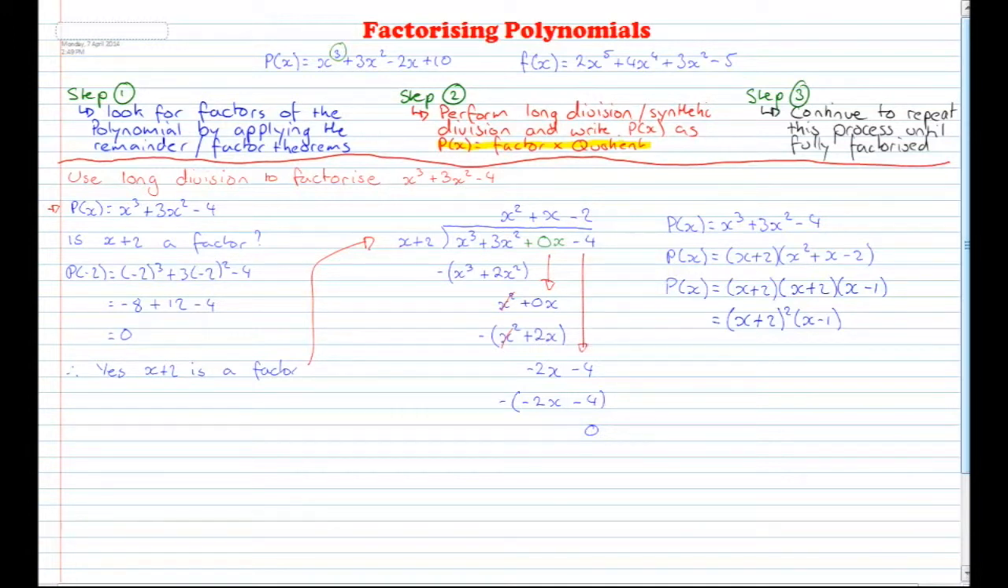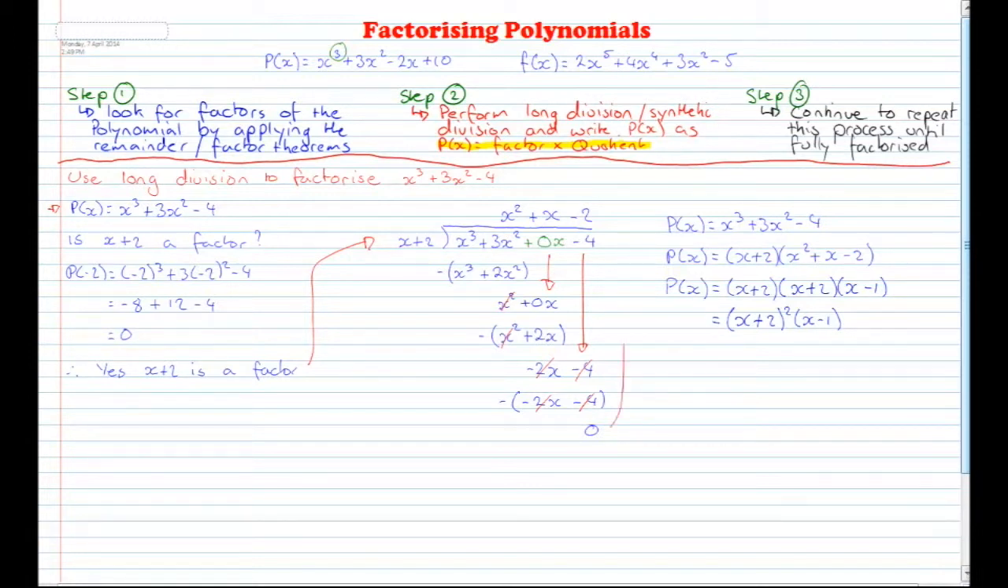And I go through and divide once again. So negative 2x divided by x is negative 2. Negative 2 times x is negative 2x. Negative 2 times 2 is negative 4. Subtracting them now, so you go negative 2x minus negative 2x, well, they're going to cancel out, and negative 4 minus negative 4 will also cancel out, leaving us with a remainder of 0, which is what we should have found anyway, because before we proved that x plus 2 was a factor. It's just a good way of checking things, really.